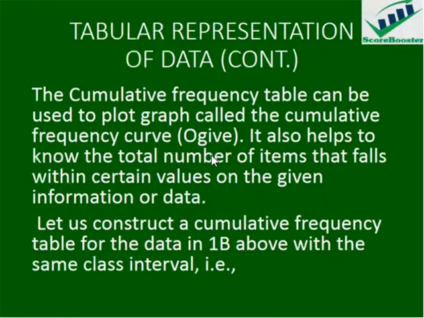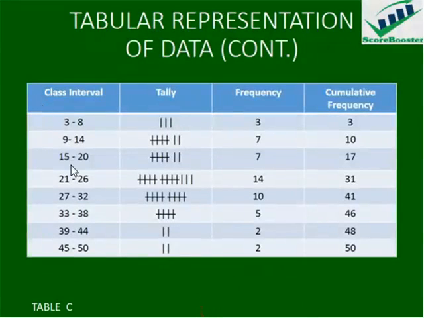later in other videos. It also helps to know the total number of items that fall within certain values in the given information or data. So now we construct a cumulative frequency table for the data in 1B above, that is the grouped data. So now we already have the same interval. From that table we already have the class interval, this is the tally, you're already conversant with the tally, and this is the frequency.